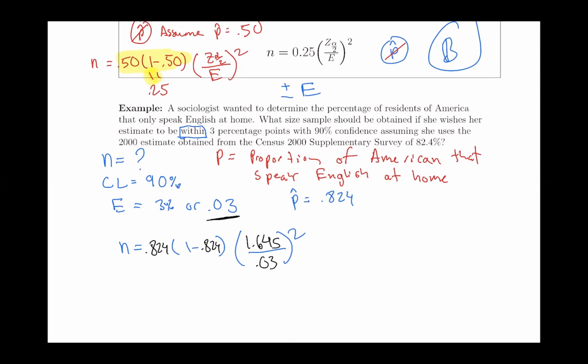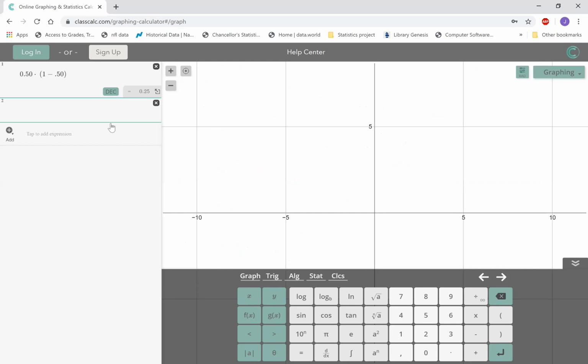Okay, so I'm going to transition over to ClassCalc, and I'm going to enter all of this into the calculator. You can also do it with the TI-83. It shouldn't be anything radically different. So you go 0.824, multiply this by 1 minus 0.824.